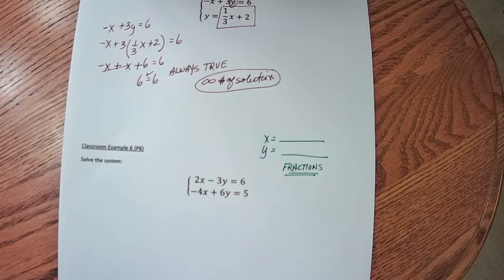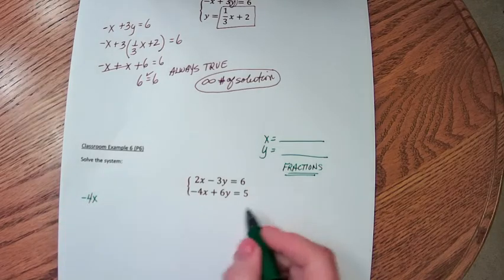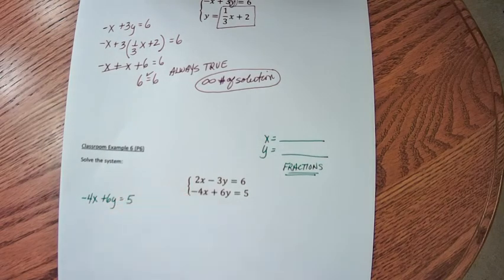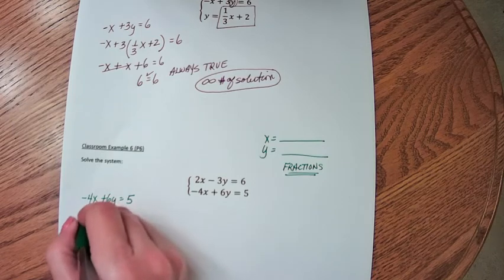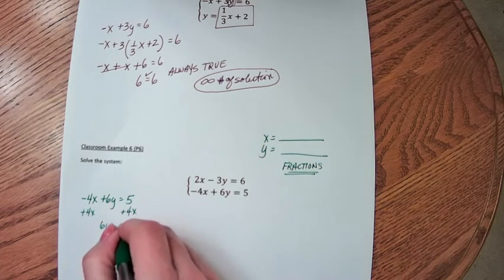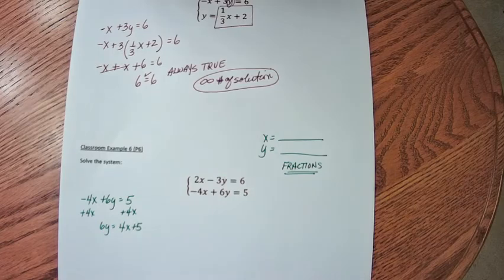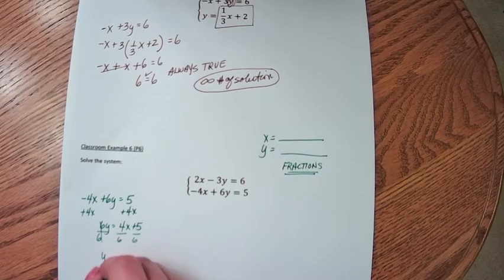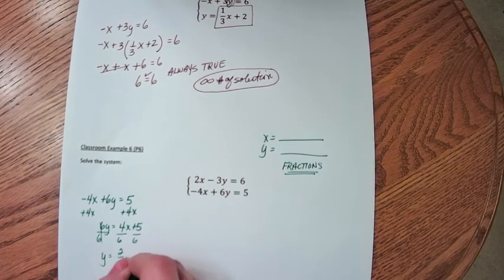You pick one of the equations and rewrite it for x or y. So you have a few options. I'm going to take the second equation, -4x + 6y = 5. And I'm going to rewrite that to get y by itself. So the first thing I'm going to do is add 4x to both sides. So I get 6y = 4x + 5. And then I divide by 6. y = 2/3x + 5/6.